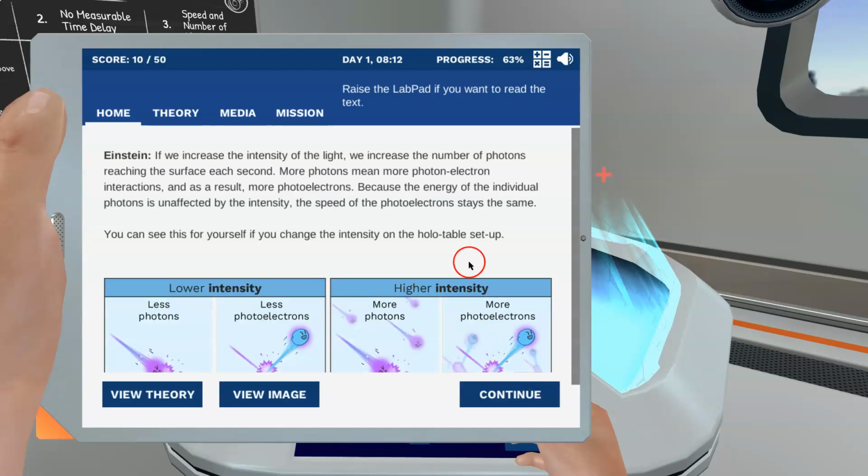If we increase the intensity of the light, we increase the number of photons reaching the surface each second. More photons mean more photon-electron interactions, and as a result, more photoelectrons. Because the energy of the individual photons is unaffected by the intensity, the speed of the photoelectron stays the same. You can see this for yourself if you change the intensity on the hollow table setup.